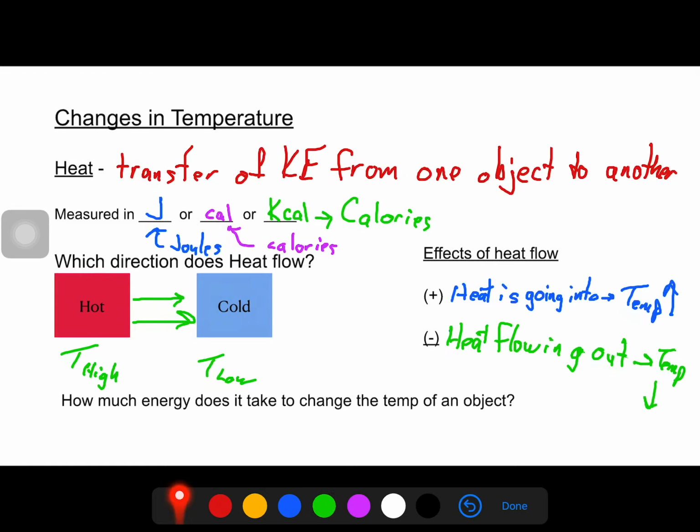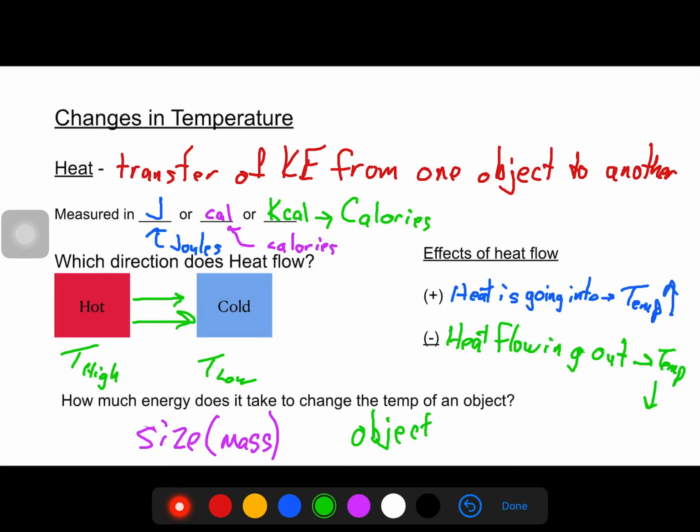Then we can discuss how much energy it takes to change the temperature of an object. Well, that really depends upon two things. It depends upon the size or the mass of the object. If we have two drops of water, we can heat them up very quickly, compared to an entire lake, which is going to take a long time to heat up. So we talk about the size or the mass, and then we also talk in general about the object itself.